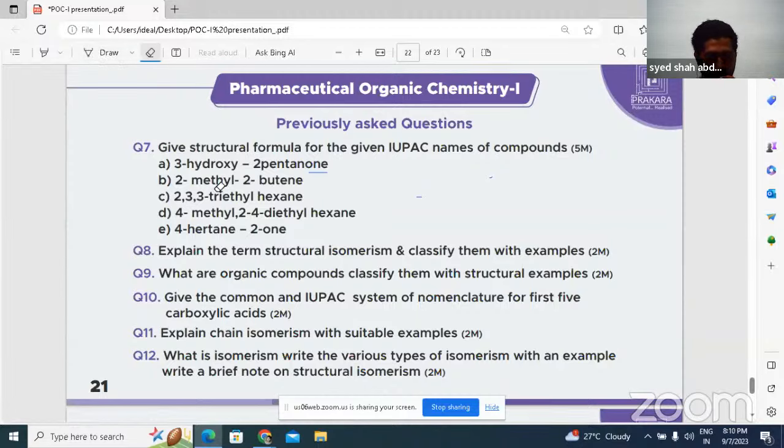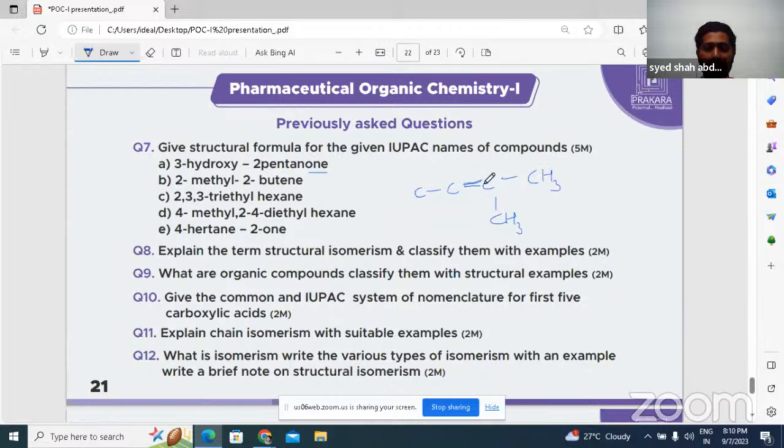Okay, so here, 2-methyl-2-butene. But means 4 carbons, right? Fine. 2-methyl, CH3, and 2-butene. The second and third carbons have the double bond. Okay, done. Balance the hydrogen.